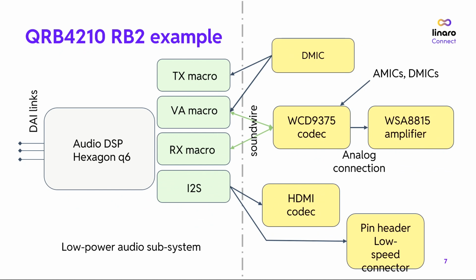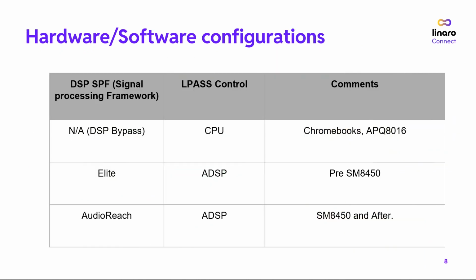Next one. Yeah, thanks. So the next thing we will be talking about is 3 different configurations that we have. We call them DSP bypass, where, as Srini mentioned, we program all the parts by ourselves from the CPU. As far as I know, this is mostly used on Chromebooks and Google devices.